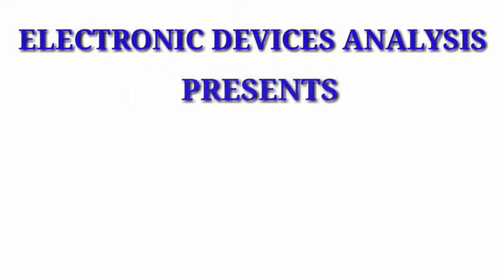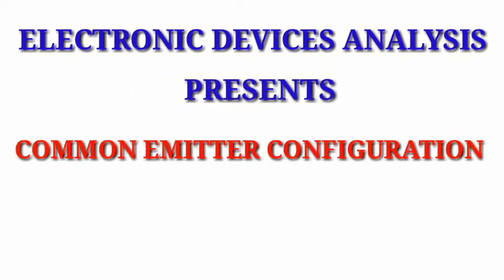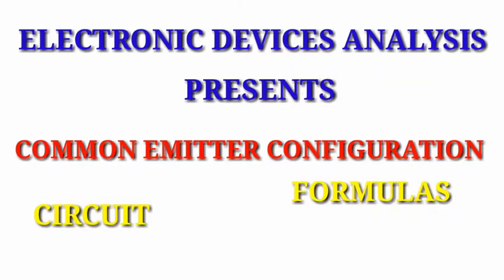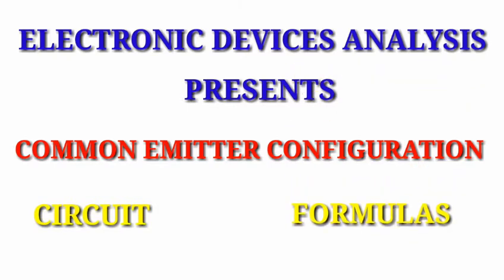So guys, in this video we will discuss the common emitter configuration circuit and its formulas. The most commonly used configuration is common emitter configuration, and the most commonly used configuration to process the transistor as an amplifier is common emitter configuration. So guys, this is a very informative video to analyze the circuits of common emitter configuration.